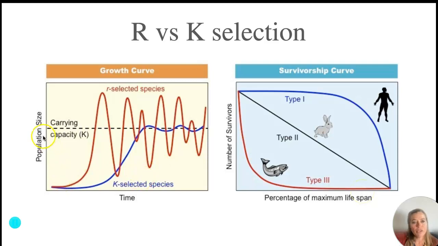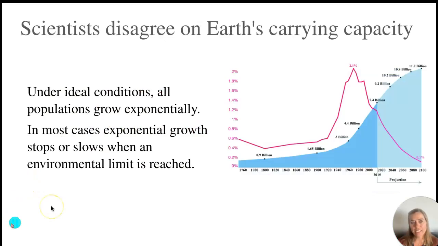Like I said, if you look at carrying capacity and how these organisms approach it, it's very different. This is a K-selected species. Because they are so density dependent, they're managed that way, and so they don't have a tendency to vacillate along that carrying capacity line. Right now, scientists do not agree on Earth's carrying capacity for the human population.